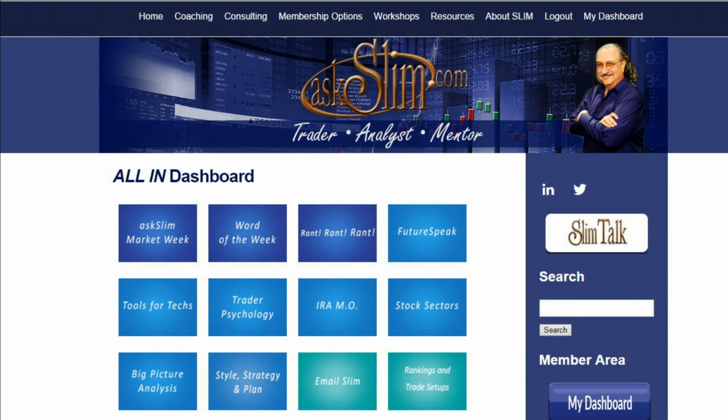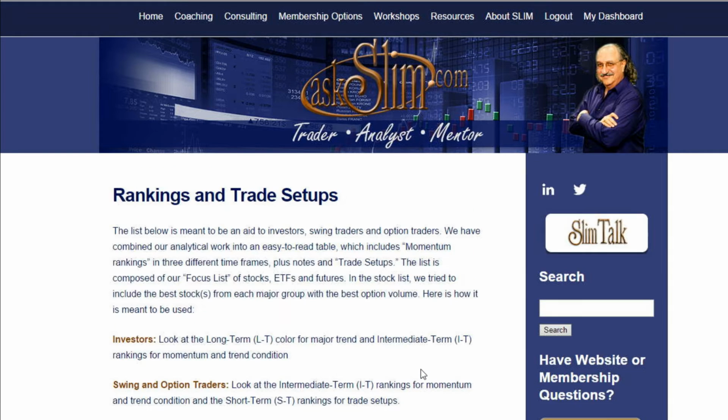And you can see in here there are icons, and that takes you to all of the different offerings that we have. Again, I'm an all-in member, so this is actually a level 4 that you're looking at. But level 3s will be pretty similar. You get to see all of the videos, and you get to email Slim, and you get rankings and setups. That's what I want you to see right over there. That's what we're going to be looking at, is clicking on that icon. So we're going to click on that, and it's going to bring you to rankings and trade setups.